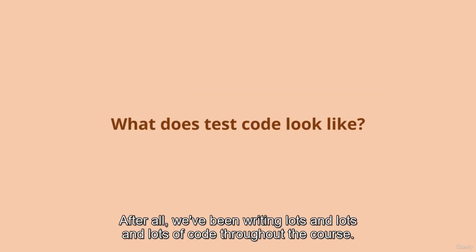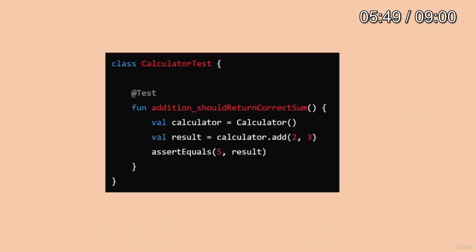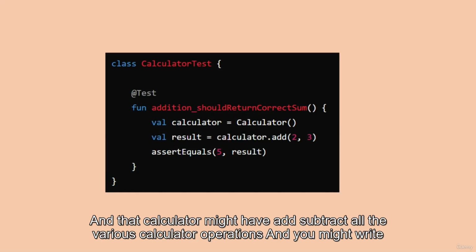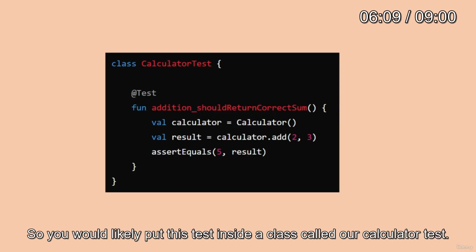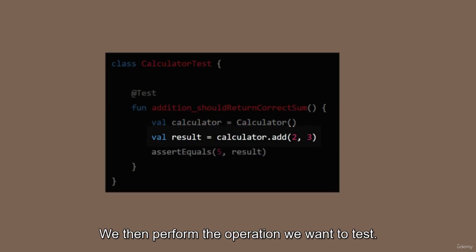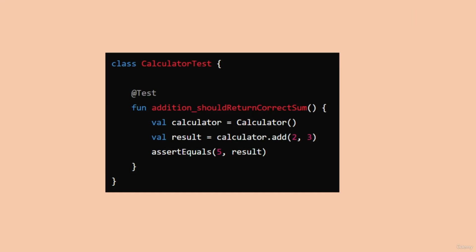After all, we've been writing lots and lots of code throughout the course, code that makes our app run. Imagine you've made a calculator class. You've written some code, and that calculator might have add, subtract, all the various calculator operations. Test inside a class, we give it a slightly more complicated name. In this class, we then perform the operation we want to test. And indeed, we do calculate, assert, and confirm the result is what we expect.